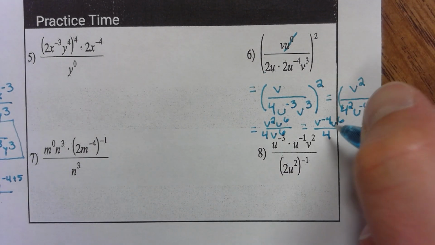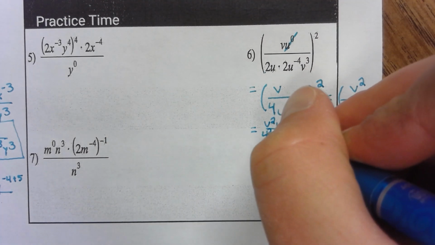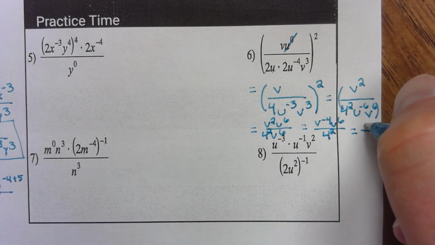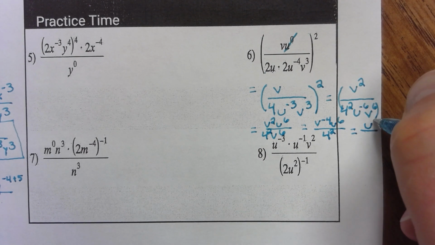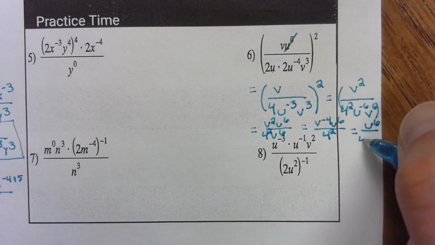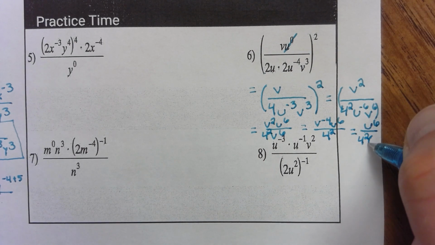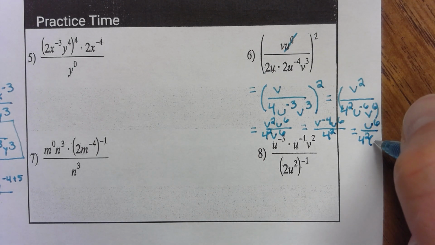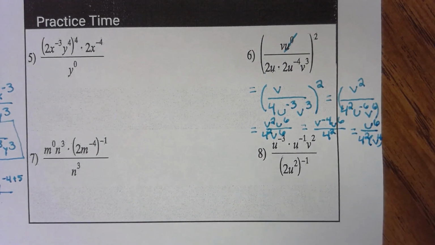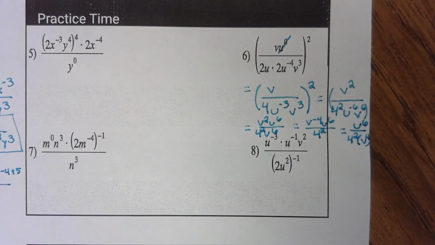Yeah, good call. So that should be 16 or 4 squared. So this is u to the power of 6, and then 4 squared or 16, and then v to the power of 4. Sorry. It's hard when there's not much room.